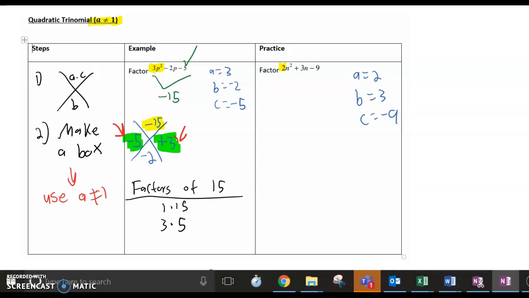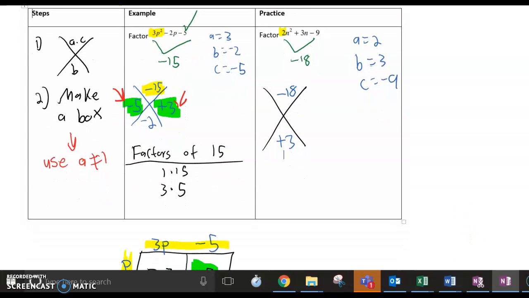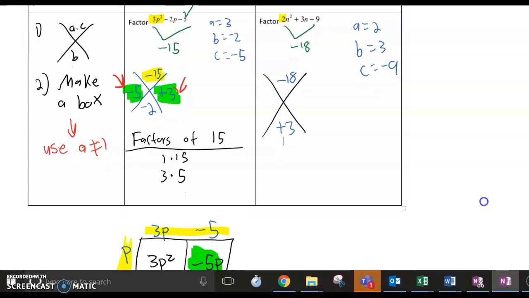Okay, I'm still going to make my X first, though. Okay, I need to do A times C. 2 times negative 9, negative 18. B value, positive 3. Now, some of you are probably pretty good at mental math, and you don't need to write out the factors. That's fine, but eventually we'll start hitting problems of larger and more complicated numbers where you're going to need to think back to this strategy. So no, you don't have to do it every time, but it's important to remember that it's in your toolbox.